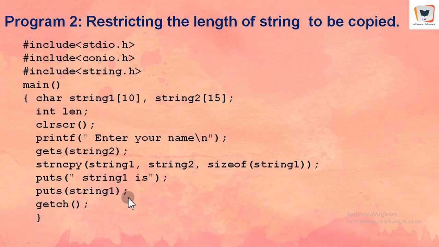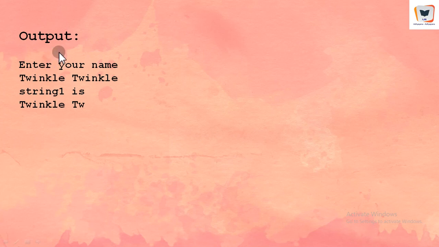So string 1 is string 1, okay. Now string 1, after the copying, it will be string 1. Now the program is being run and its output is printed. Enter your name, something like enter the string. It should have been twinkle twinkle. Okay, string 1 is twinkle.